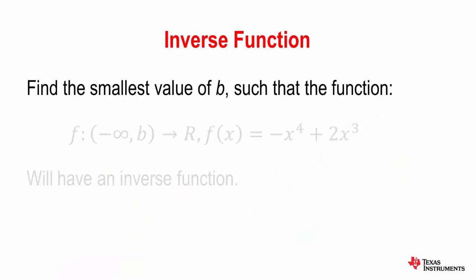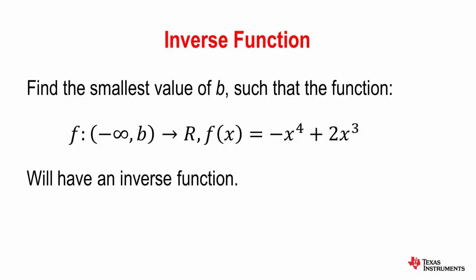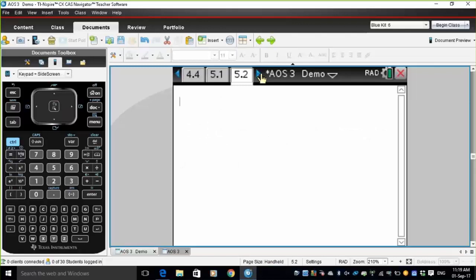This time we want to find the smallest value of b such that the function from a restricted domain from negative infinity to b maps onto R, where f of x equals minus x to the fourth plus 2x cubed. We want to find the smallest value of b such that that function will have an inverse function. Although we're talking about inverse functions here, we're also really talking about finding the turning point of that graph.